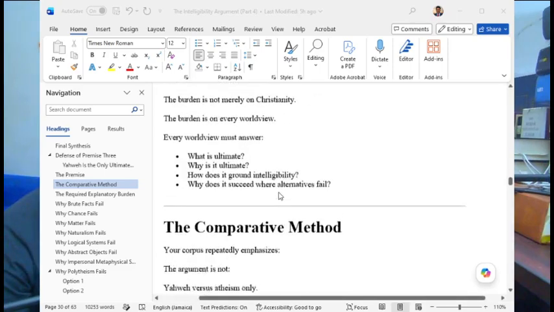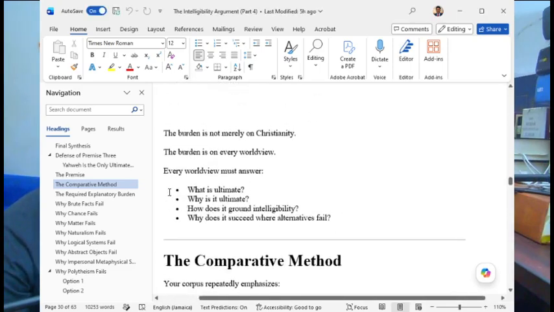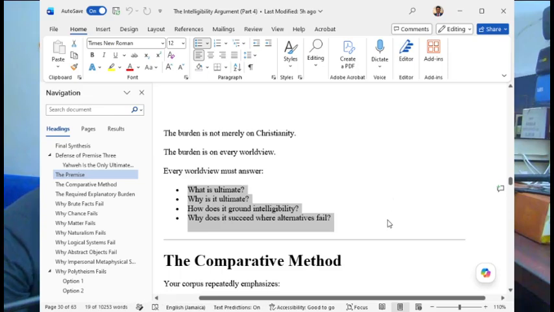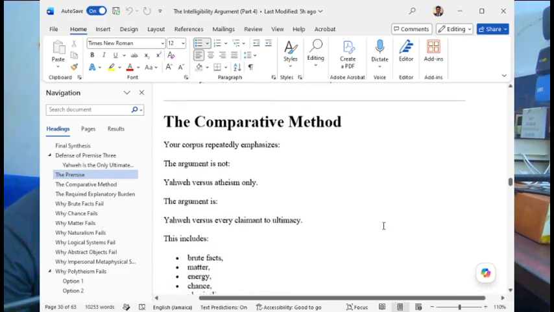Now, these are questions, guys. Look right here. These are questions that no atheist wants to answer. What is ultimate? Why is it ultimate? How does it ground intelligibility? Why does it succeed where alternatives fail? They don't want to answer those questions. They are scared of those questions.